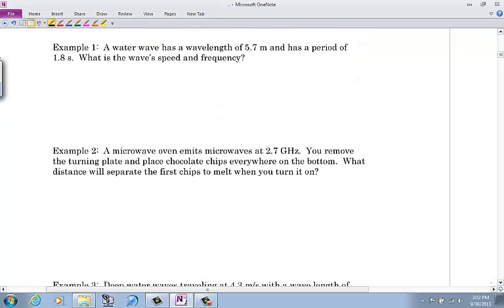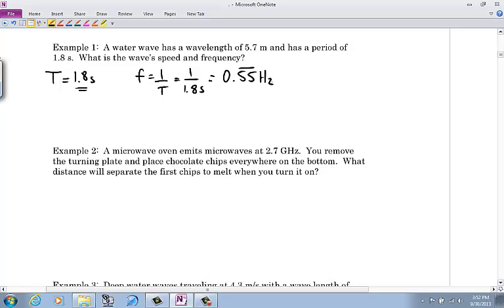So some worked examples. Example number 1: a water wave has a wavelength of 5.7 meters and a period of 1.8 seconds. What is the wave speed and frequency? If we know that our period is 1.8 seconds, let's do the inverse of that number to find out the frequency. So frequency is 1 over the period. In other words, it's 1 over 1.8 seconds. And you can see on your calculator that comes out to 0.55 repeater hertz.